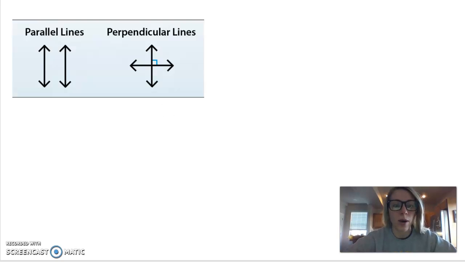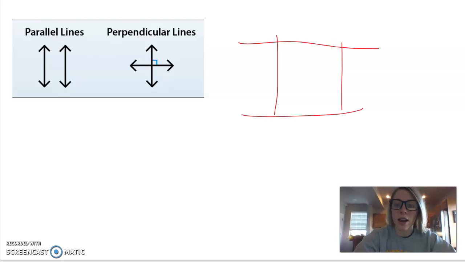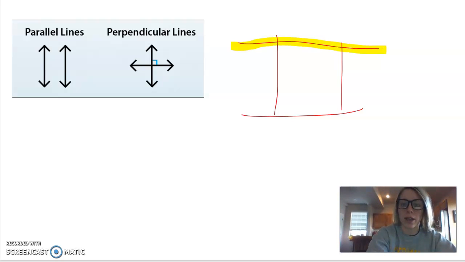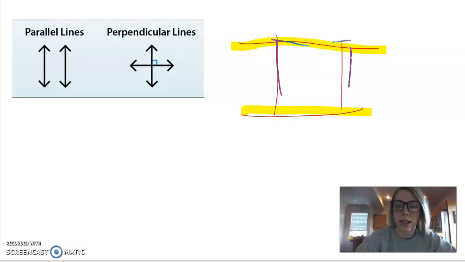So the first thing that we need to know about quadrilaterals is they have parallel lines, and they also can have perpendicular lines. So what that means is, say I have a quadrilateral. I have two sets of parallel lines. I have a set of parallel lines on the sides, and I have a set of parallel lines on the top and the bottom. So here's a set of parallel lines, and then up and down is a set of parallel lines. But we also have the set of perpendicular lines. We have these being perpendicular, these being perpendicular, these being perpendicular, and these being perpendicular. So a quadrilateral typically has both.